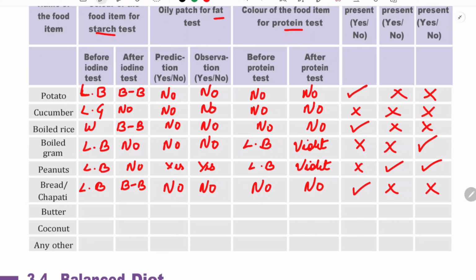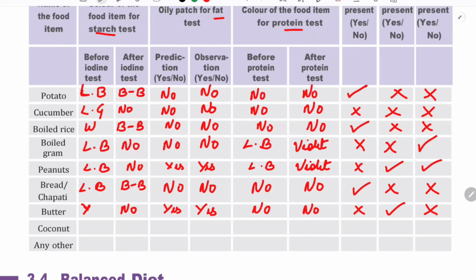Okay, what about butter? Butter is yellow color, isn't it? I'll write Y. Here yellow color, and there is no change as there is no starch here. What about fats? Yes, in butter there is fats. Fats is present, so we'll write yes here. And what about protein? No protein here, so no. So here you have to cross this one, you have to tick the fat column, and again cross the protein column.